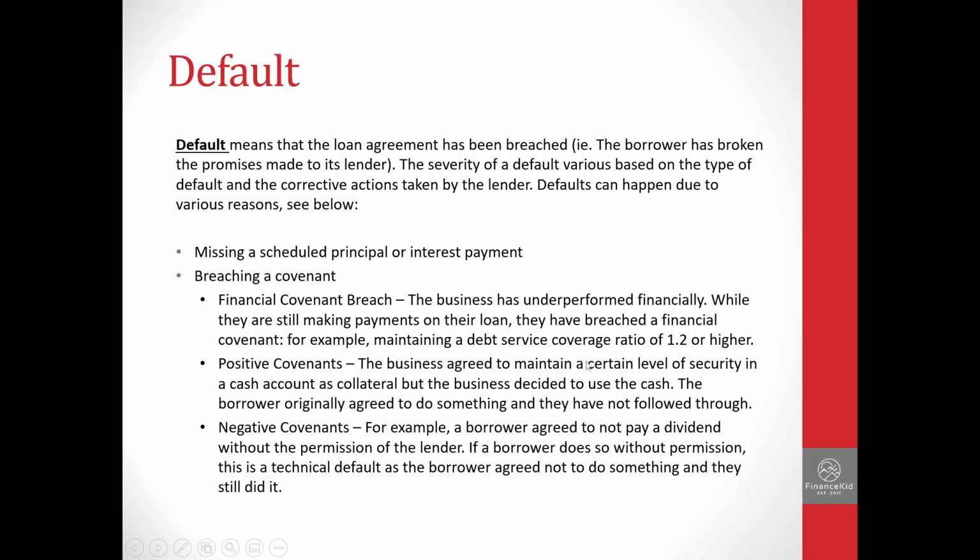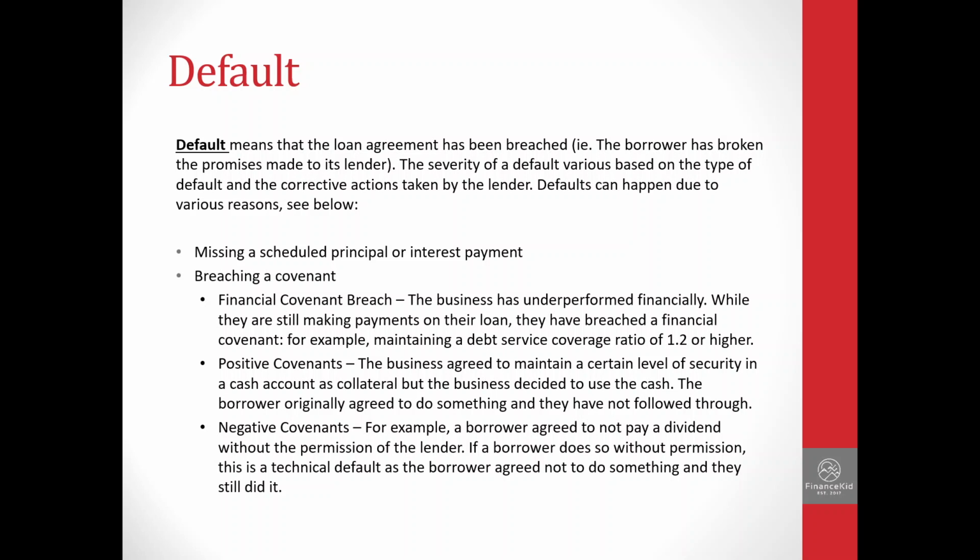It could also be a positive covenant. So the business has agreed to maintain a certain level of security in a cash account as collateral, but the business decides to take that cash and use it for their own personal use. They broke a promise that they were supposed to make and continue to deliver on, and therefore they've breached a positive covenant.